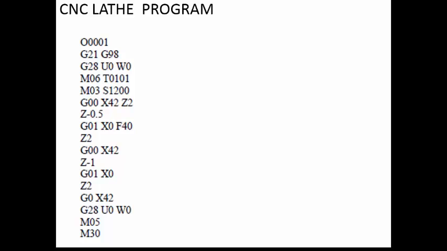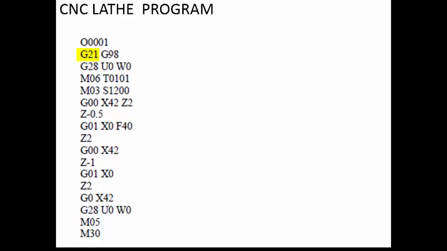Now we have the O. O is used for mentioning the program number. For each and every CNC program we have to give a separate number so that we will be able to recall it and execute it. A program number will have an O followed by certain numbers, 4 or 5 numbers. Usually 4 numbers will be there.